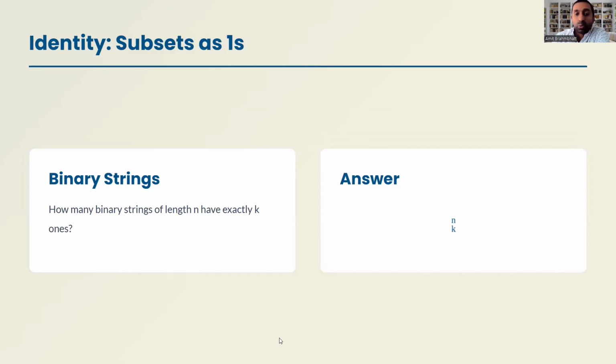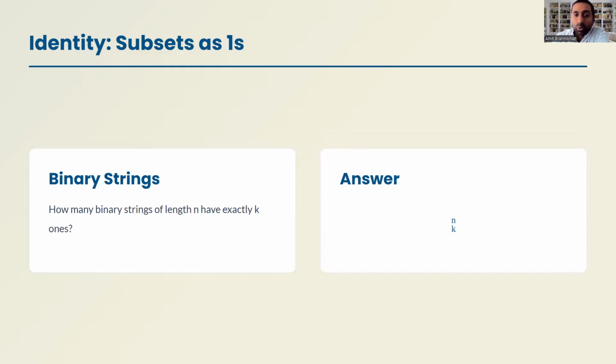Identity: subsets as ones. Let's consider an elegant binary string identity. Suppose we ask how many binary strings of length n contain exactly k ones. To build such a string, we have n available slots, and we must choose exactly k of those slots to populate with a 1, leaving the remaining slots as zeros.